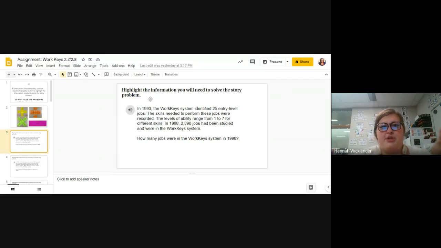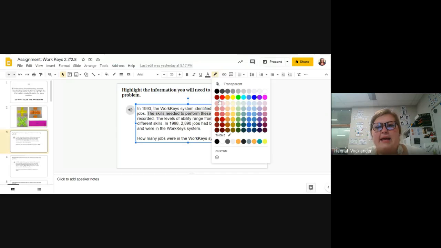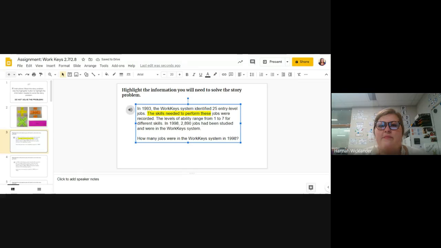So I'm going to show you guys how to highlight really quick. So what you'll do is you'll click on the words and it'll bring up this toolbar at the top. And then you'll come over here to the letters B-I-U-A, and then there's a pen next to them. And then you'll hold down and highlight the words that you think are needed. And then you'll use the highlight, and then you can pick any color. I'm just going to use yellow. And then it highlights the information you think you need to solve the story problem. So some of them you might have to highlight 2 things. Some of them you might have to highlight 1 thing. But that's all you're doing for the homework today is highlighting the information you need to solve the problem.